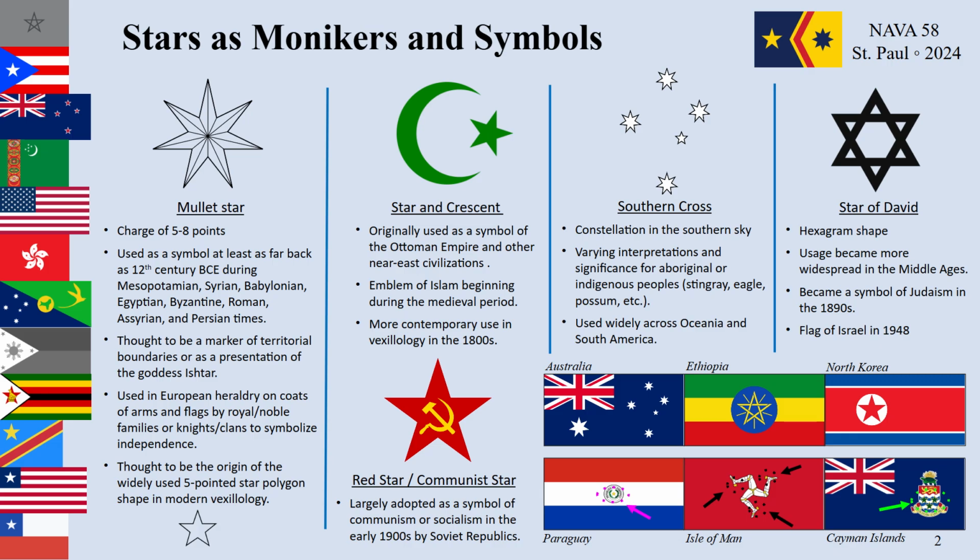And then I won't touch on the rest of them just for sake of time, but we all know the Star and the Crescent, the Southern Cross, the Star of David, as well as the Red Star and Communist Star. I will note that the symbology of stars on flags through my research varies widely, both on their visual impact and also on their symbolic commonalities, and I'll touch on those. Obviously, we know the very prominent examples in the flags of Australia and Ethiopia, and then we also have the nuanced examples, like the star on the heel in the flag of the Isle of Man, and the small stars on the coat of arms of the Cayman Islands.